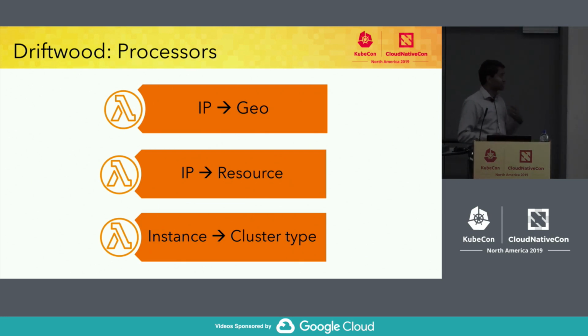And then instance to cluster type: whether this instance belongs to an ECS cluster or EKS cluster, or it's part of the transcoding pipeline, or it's in the web API pipeline. And we also attach the VPC ID and all those things with the data set. So Driftwood basically fulfills our requirement of raw data and the enrichment data.